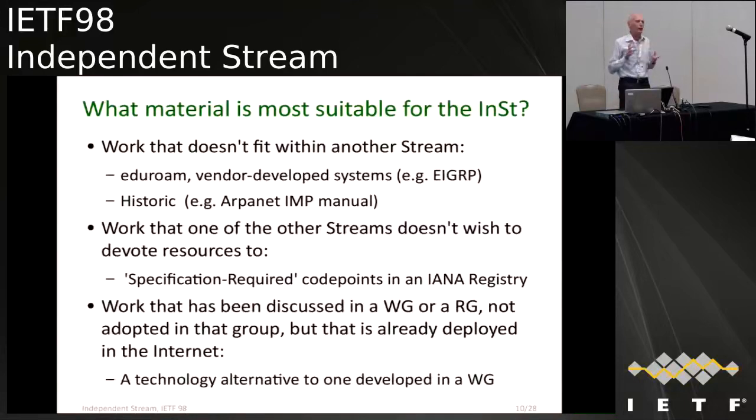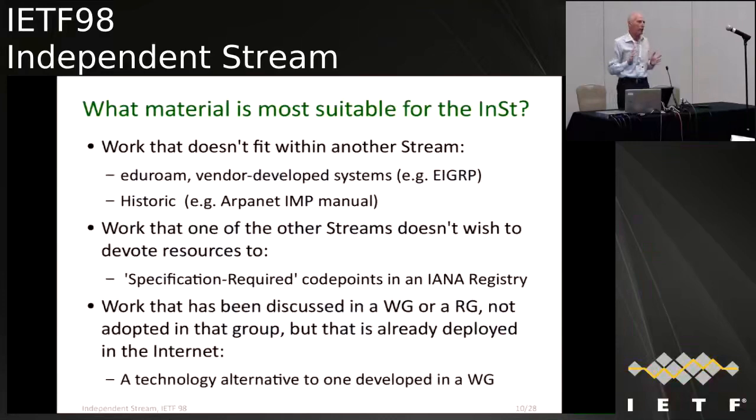The first is work which just doesn't fit within another stream. There was no working group interested in it, there was no research group interested in it, and the IAB certainly weren't interested in it. Okay, then it's a candidate for the independent stream. And some examples of things like that: well, I published a document about EduRoam, and as far as I know, it's the only published documentation of EduRoam and how it works, a few years back. So that's one nice example.